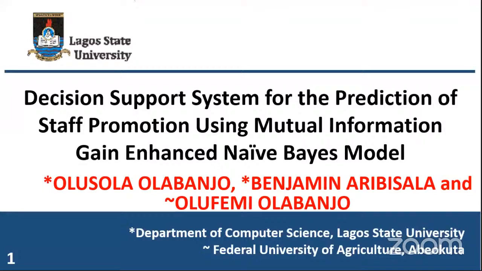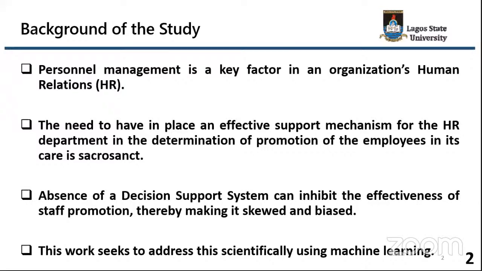Personnel management is a key factor in an organization's human relations, and they need a support mechanism in place for the HR department. We also know that the absence of a decision system can hinder promotion, thereby making it skewed and biased. Of course, one of the main reasons for working is to be promoted. And when you get to the point of promotion and it's not possible, then there is a problem. So we seek to address this scientifically using machine learning. This work is to develop a naive Bayes-based model for prediction of staff promotion in an organization.